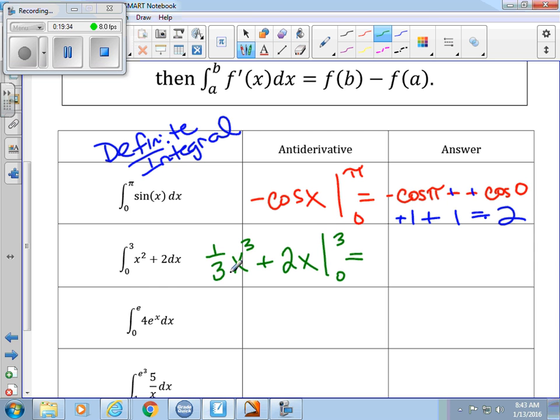On multiple choice, will you have to do this without a calculator? Yes. So, yes, you do need to be able to do 3 cubed.